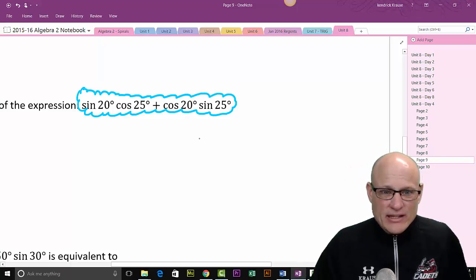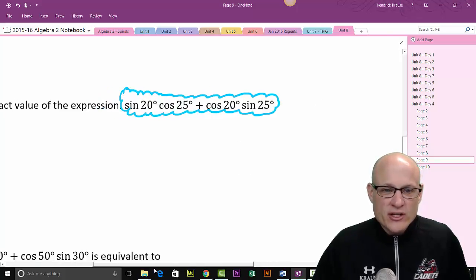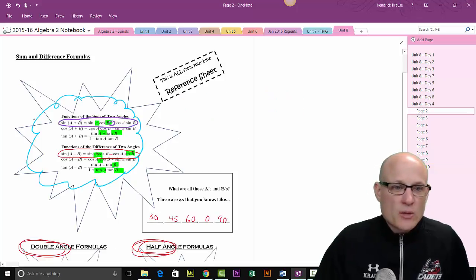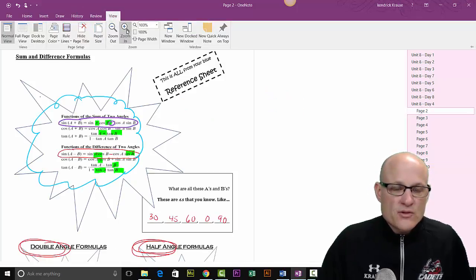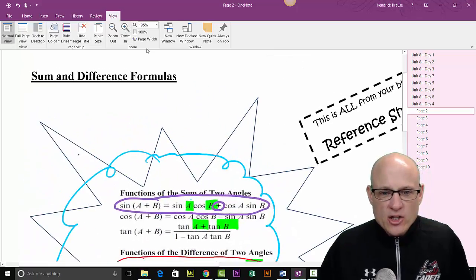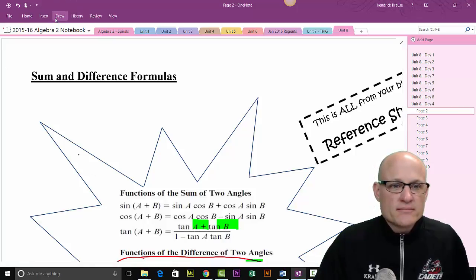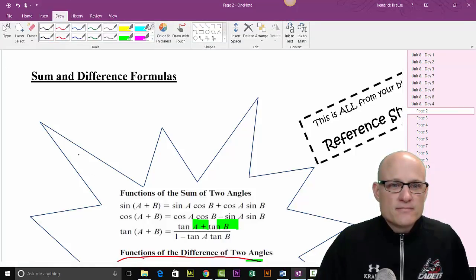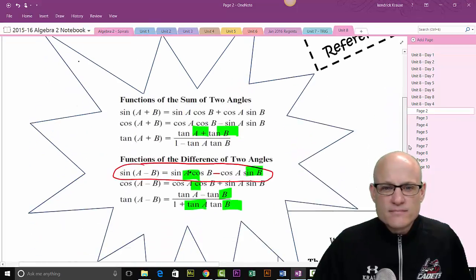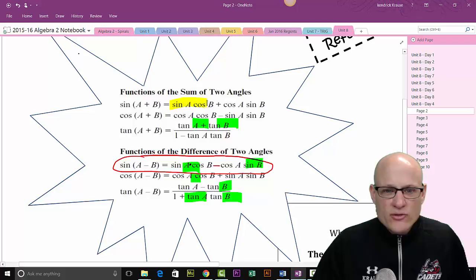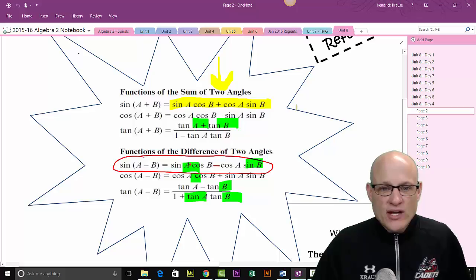Sine, cosine, cosine, sine. And for those of you that are sticking with me or figuring things out, we're going to work backwards again. So if I'm looking for sine, cosine, cosine, sine, take a look at this formula right here. Sine, cosine, cosine, sine with a plus sign. So sine cosine plus cosine sine. That's really the sum formula of sine of A plus B.